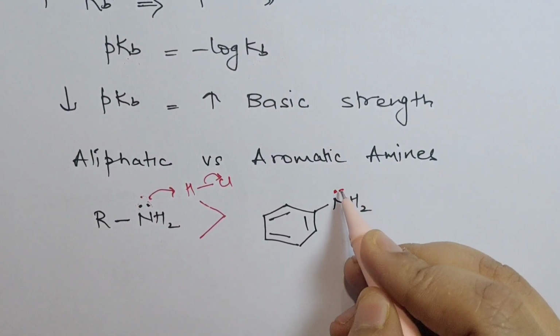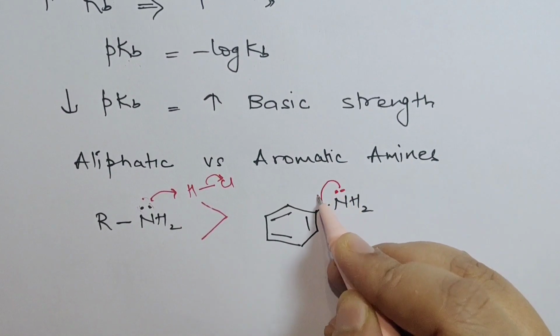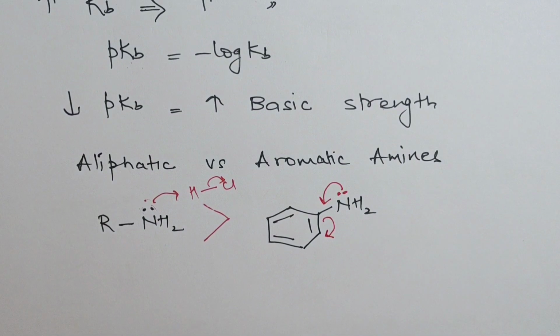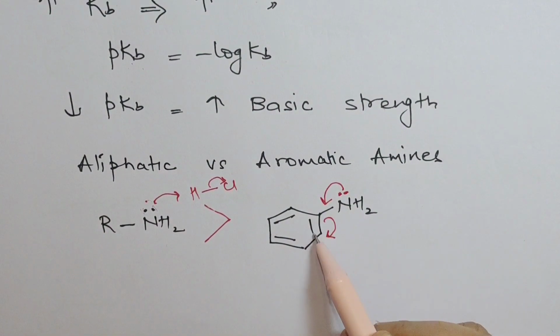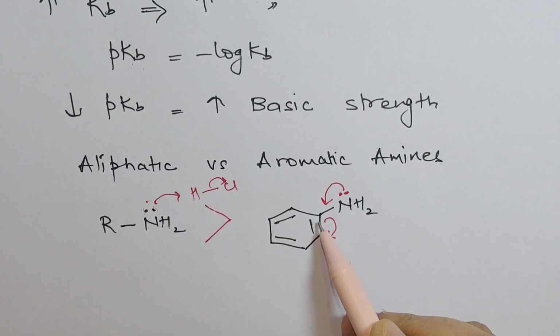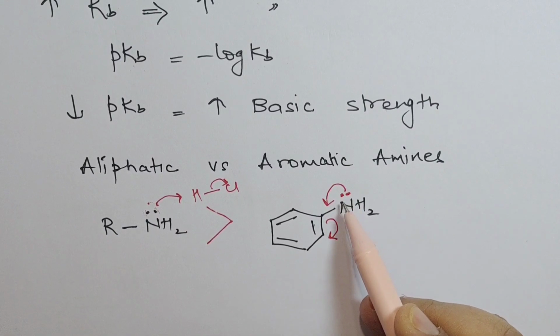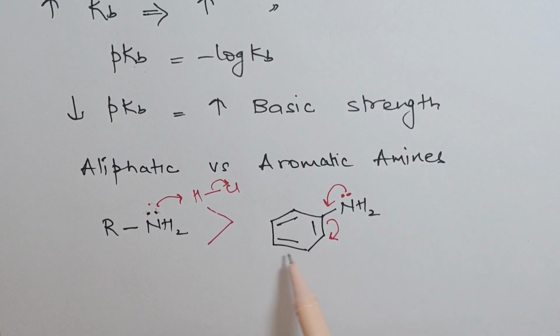in this case, this lone pair is involved in resonance. Why? Because this lone pair is in conjugation with the double bonds in the benzene ring. So it's not really available to grab proton. That is why aromatic amines are less basic than aliphatic amines.